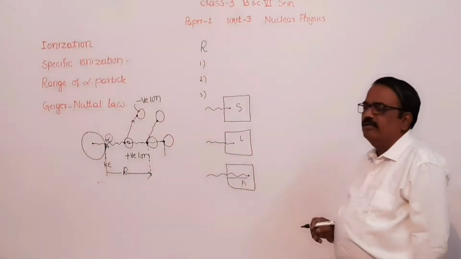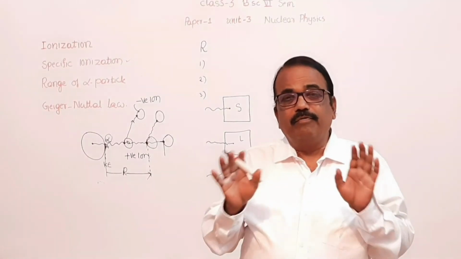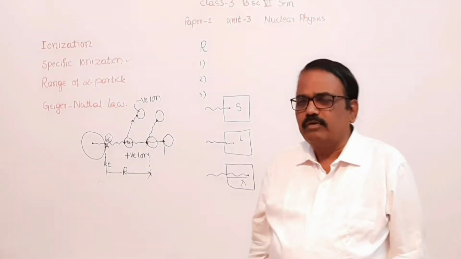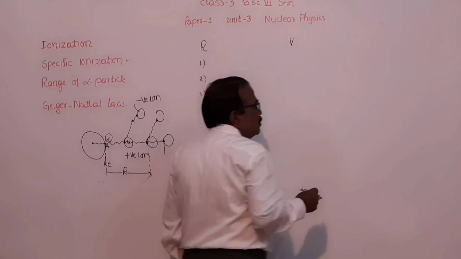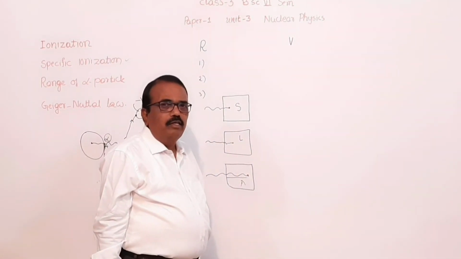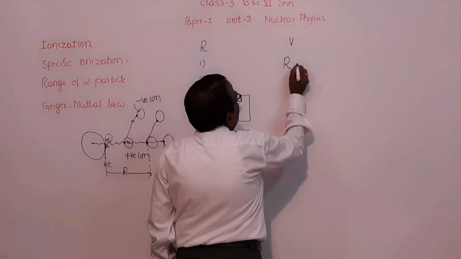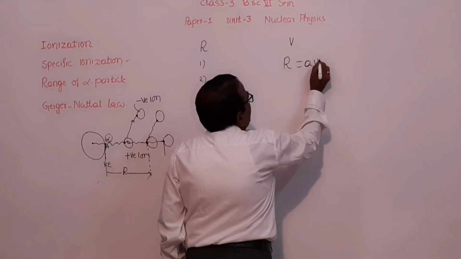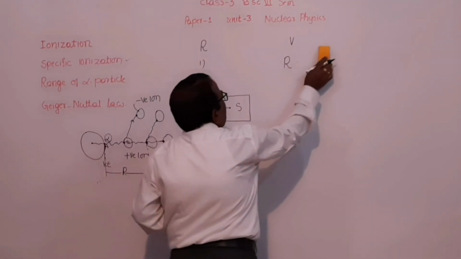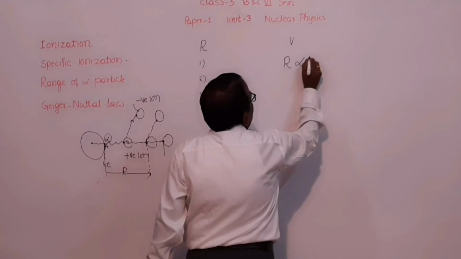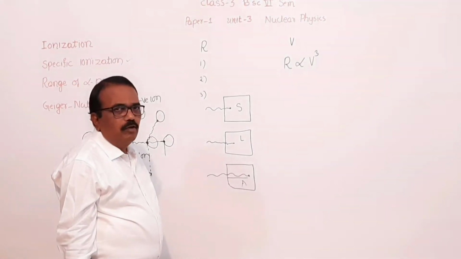Then Geiger and Nuttall have measured the range of the alpha particle of different radioactive elements by measuring their velocity, and they gave the relation between the range of the alpha particle and velocity as R is equal to A V cubed, or in other words, range of the alpha particle is directly proportional to cube power of the velocity of the alpha particle, which is Geiger-Nuttall law.